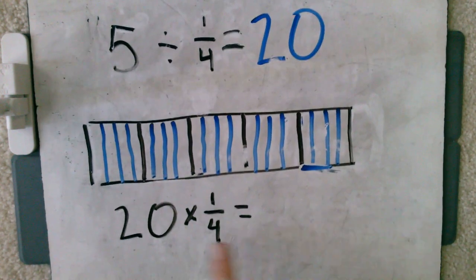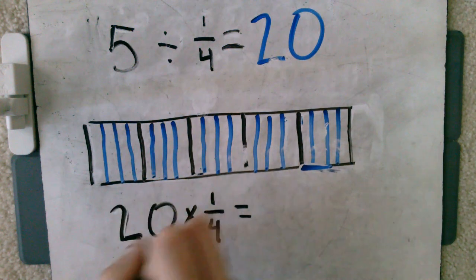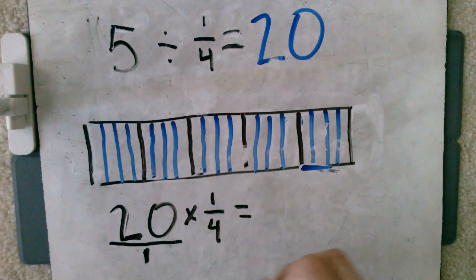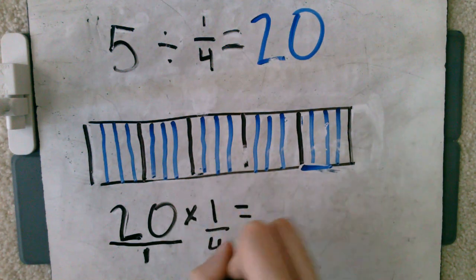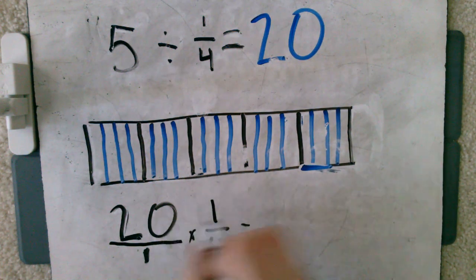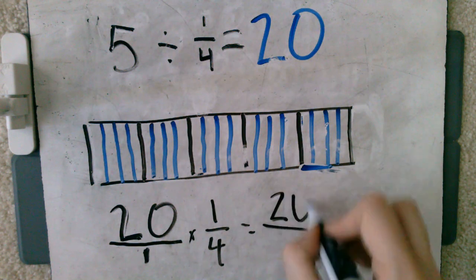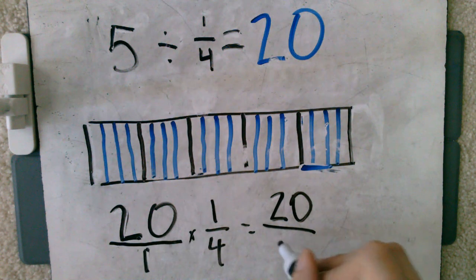Remember, when you're multiplying fractions, you just need to multiply across. And whole numbers always have that invisible 1 underneath them. So we're going to have 20 times 1/4. Let's multiply that. 20 times 1, everybody call it out. 20, nice. And 1 times 4 is, everybody call it out.